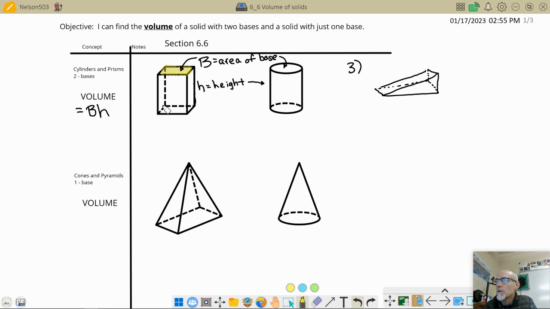So this base up here and this base down here are identical. This base up here and this base down here are identical. But this one here, it looks to me like it's sitting on this rectangle. There's not a matching rectangle for that. So what I need to do is take this triangle that's right here.